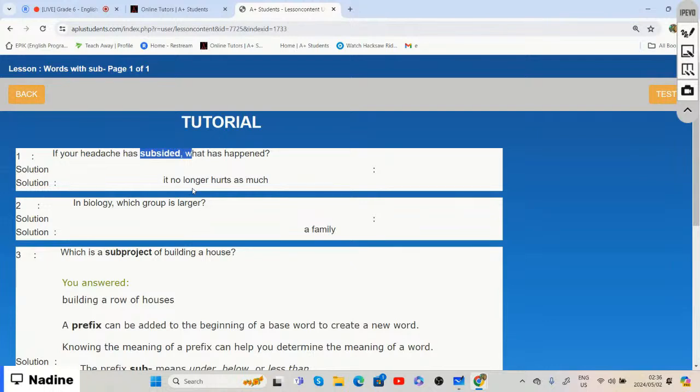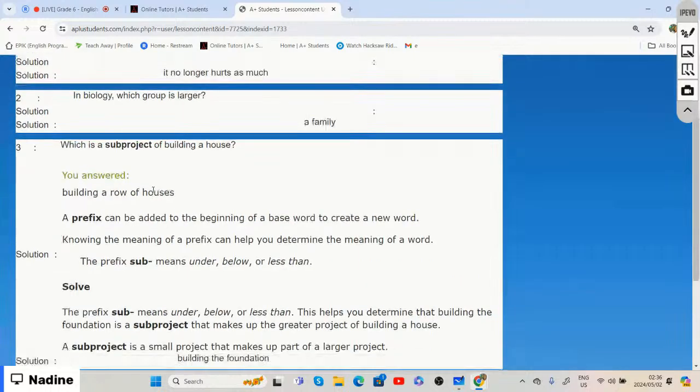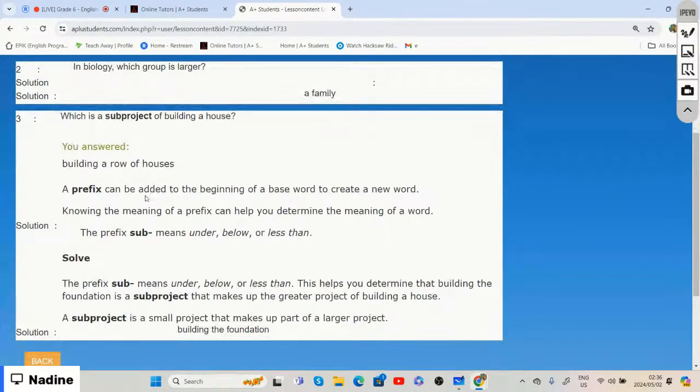And then in biology, which group is larger? And they say it's a family. Which is a sub project of building a house? A sub project of a project makes up part of a larger project. It's like building the foundation. That is a sub project. That's the first thing that you do.